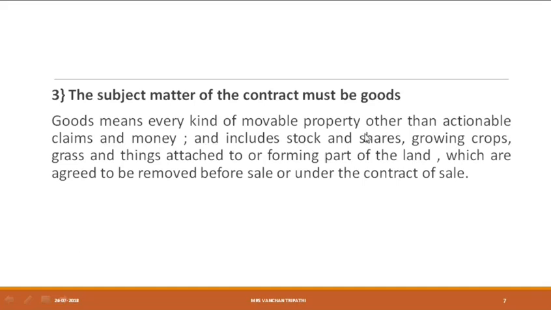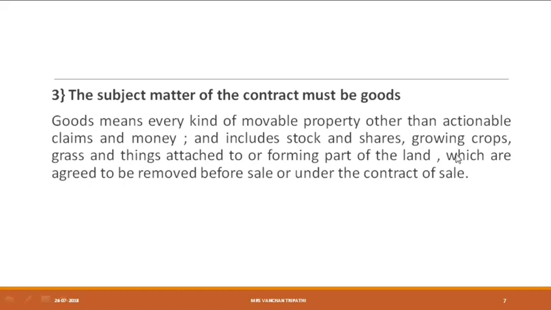And it includes stock and shares, growing crops, grass, and things attached to or forming part of land, which are agreed to be removed before sale or under the contract of sale. So here it is clearly mentioned that goods means movable property except actionable claim and money. So we are not including actionable claim and money in goods according to the contract of sale of goods.